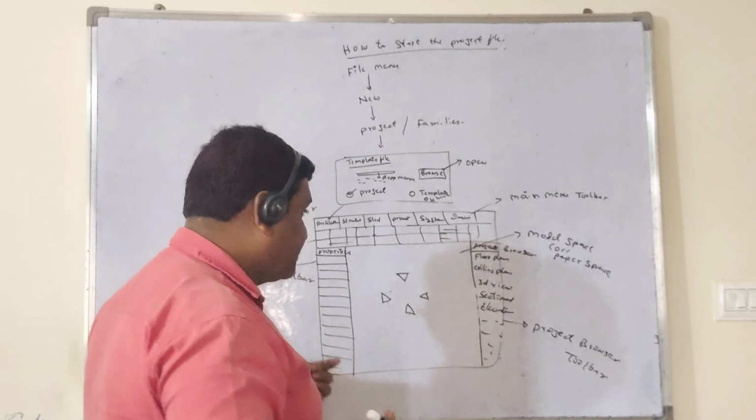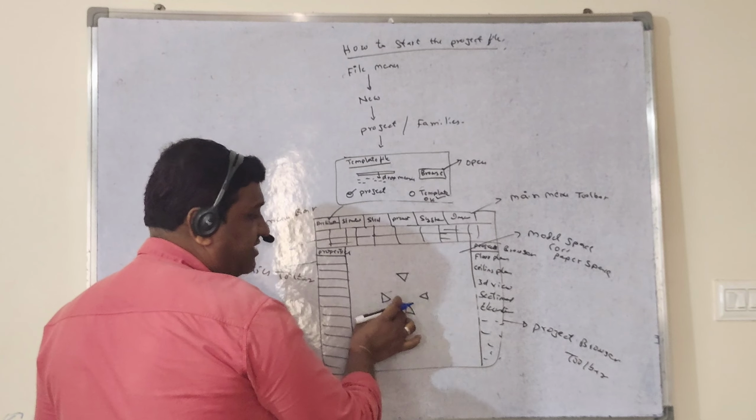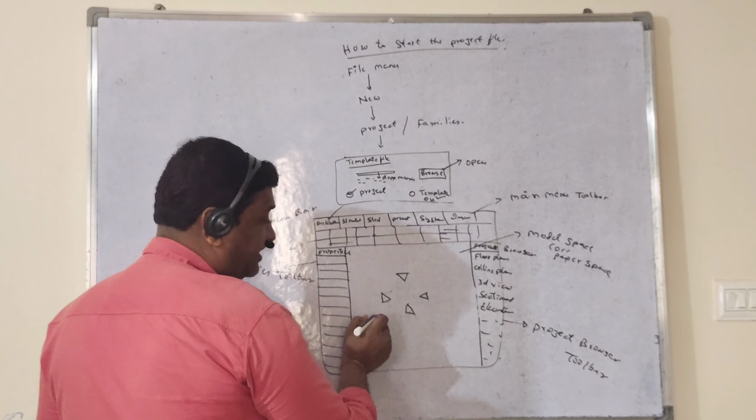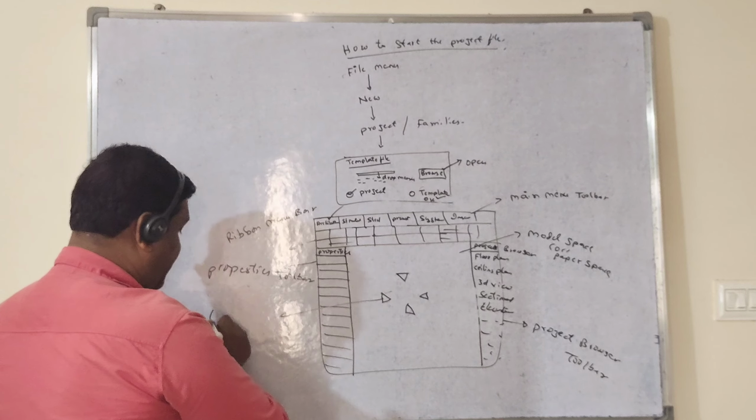Okay. So this symbol, the triangular symbol which you are showing here, the four triangle symbol, is nothing but an elevation symbol. Elevation.